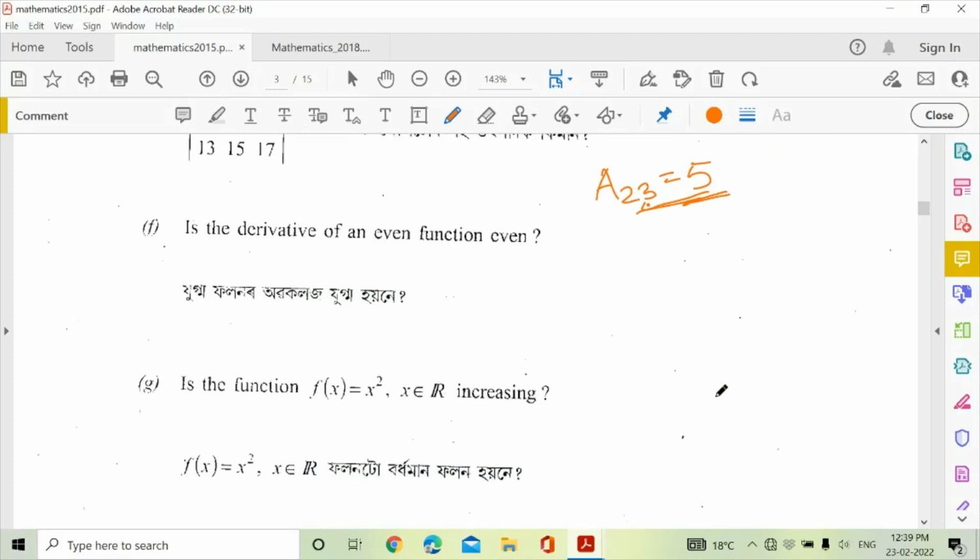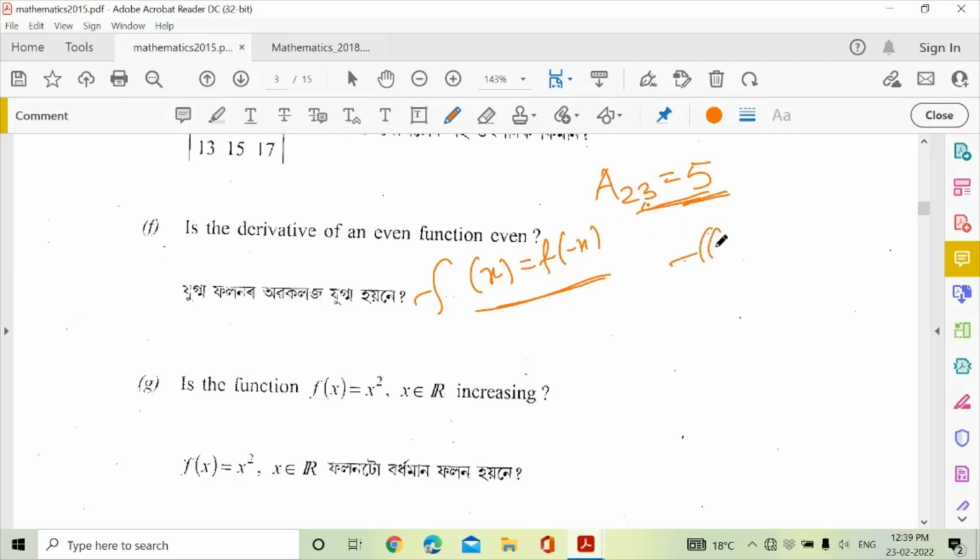Now, is the derivative of an even function even? Even function means what? A function is said to be even if f of x is always equal to f of minus x. This is the property of an even function. That means in any function, when x is replaced by minus x, if the value remains the same, then it is known as even.